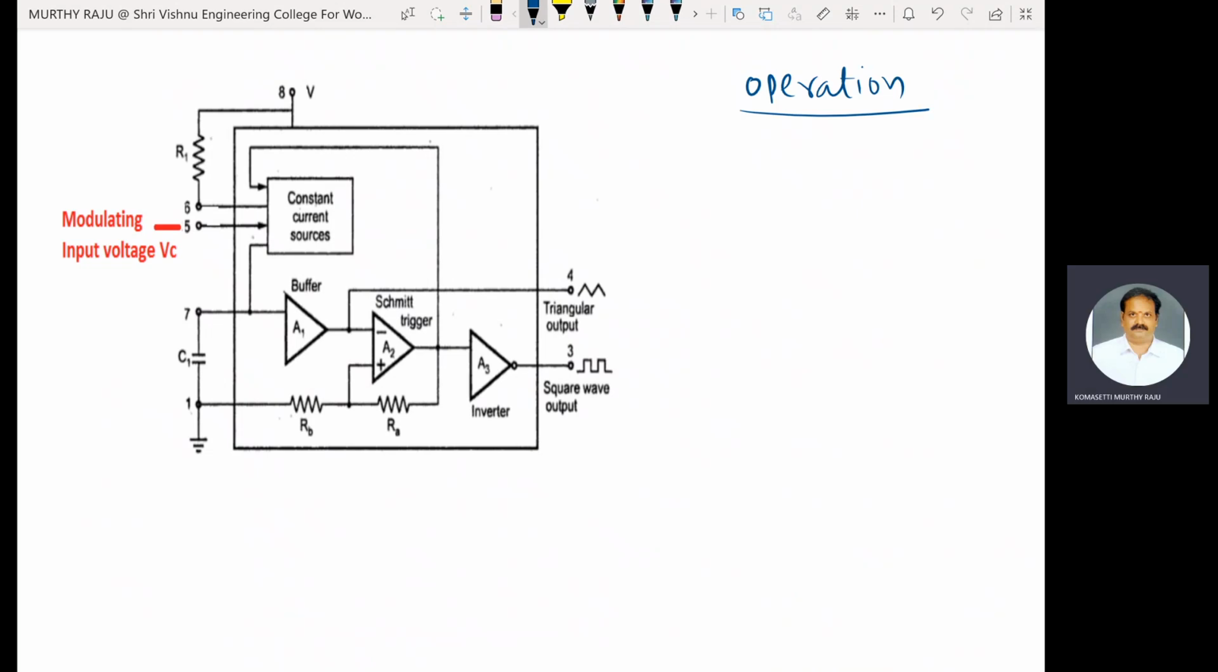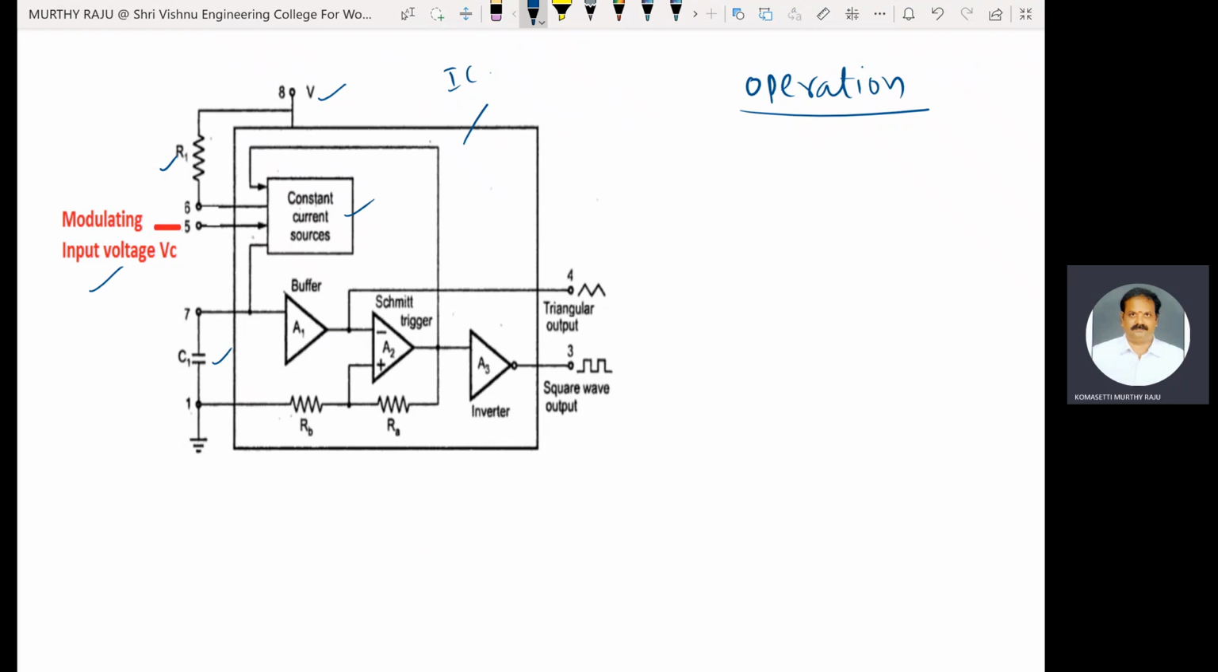Here are the constant current source, the modulating input voltage, R1 and V. C1, the buffer, the Schmitt trigger circuit, and the inverter circuit are some important components. The operation takes place inside this rectangular box, which represents the IC. These are the pin numbers 5, 6, 8, 3, 4, 1, 7.